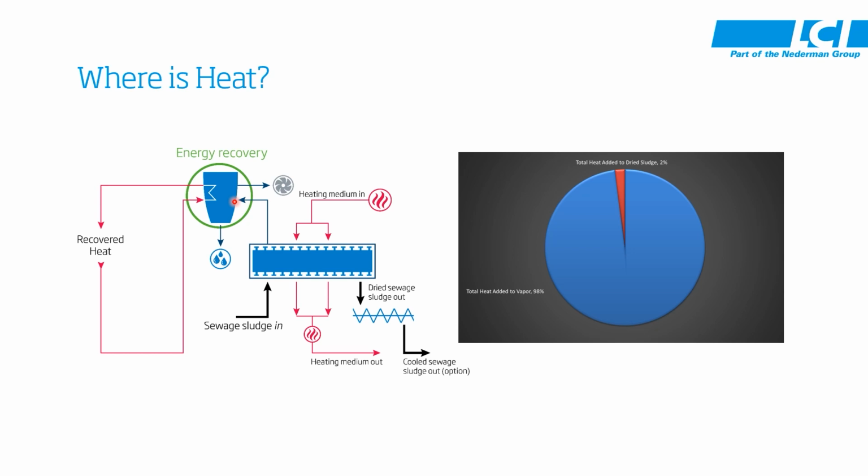The pie diagram on the right shows you where the heat is transferred. And if you notice, 98% of the heat is transferred into the vapor. Therefore, we're going to concentrate on recovering the heat through the condensation system.